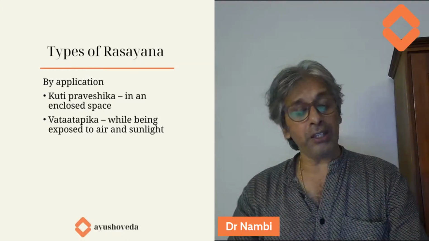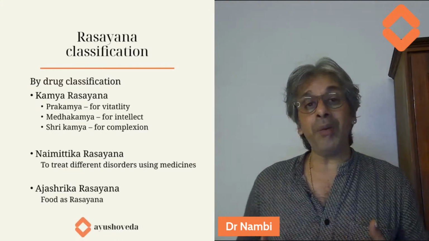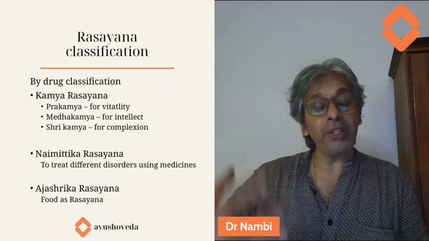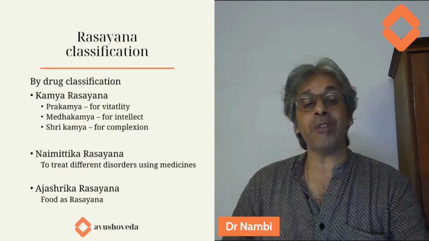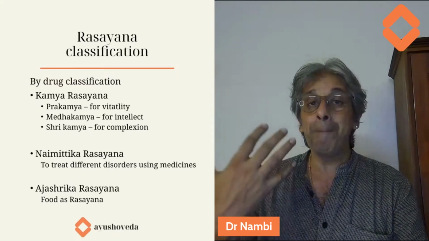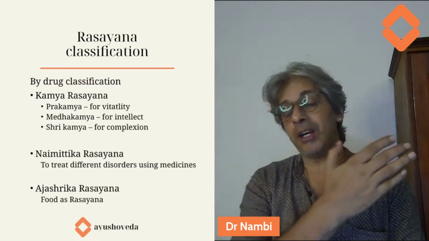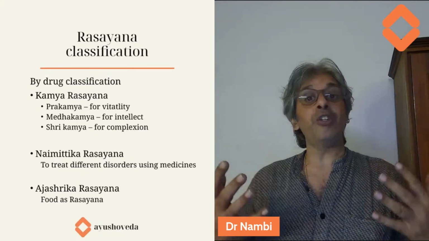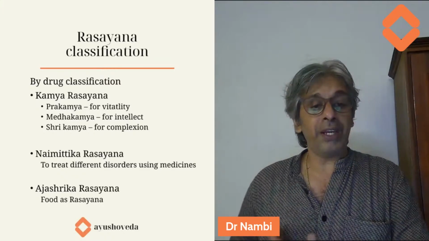Now we also have other classifications. By drug classification, you have Kamya Rasayana. Kamya means expecting something, that you are doing this Rasayana therapy to actually get something. It is again subclassified into Prakamya, for vitality, that you are doing it for getting vitality. Then Medha Kamya: for succeeding in things you need intelligence, so you use Medha Kamya Rasayana. Then Shri Kamya. Shri is basically Aishwarya, or enhancement of beauty. So for increasing that also we do Rasayana therapy.